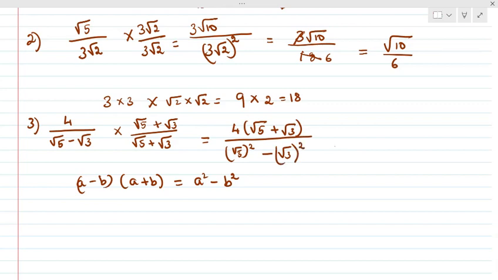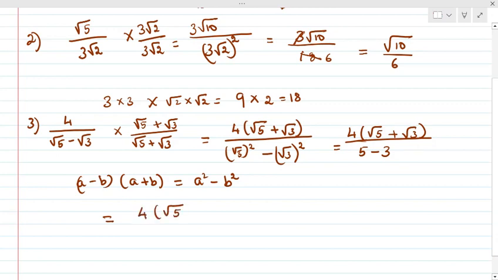Now after this, the numerator will be as it is, 4 into root 5 plus root 3. It will not change now. Divided by, here what will happen? Root 5 square is 5 minus root 3 square is 3. I will continue this problem here. The numerator will be as it is, 4 into root 5 plus root 3, divided by 5 minus 3 is 2. So now we can cancel the whole number. So now the answer is 2 into root 5 plus root 3.